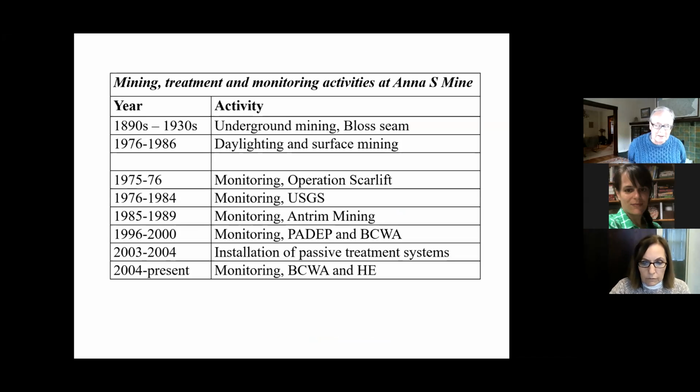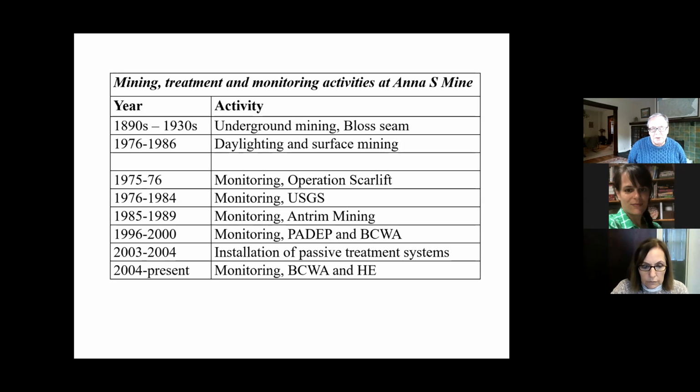So what makes this site interesting is there's been a whole lot of monitoring that's gone on up here over the years. And there's been a lot of mining, of course. The area was deep mined in the late 1800s through to the 1930s.